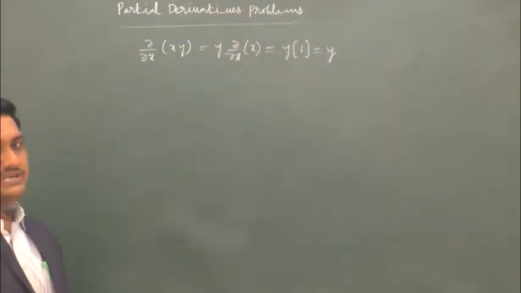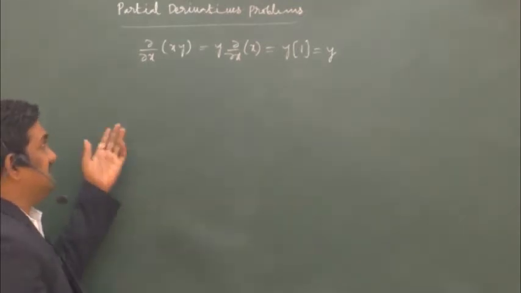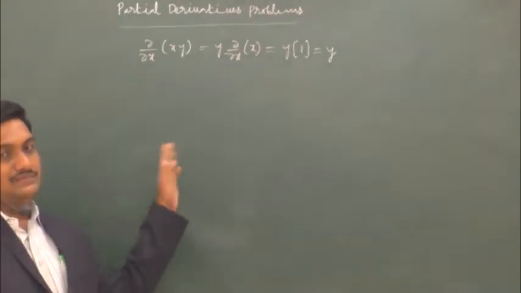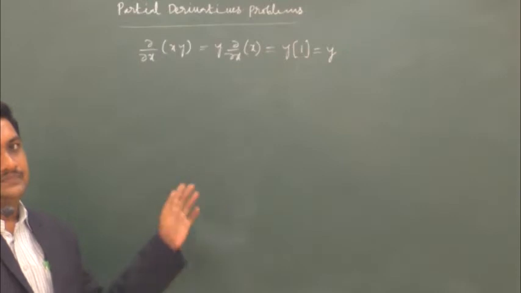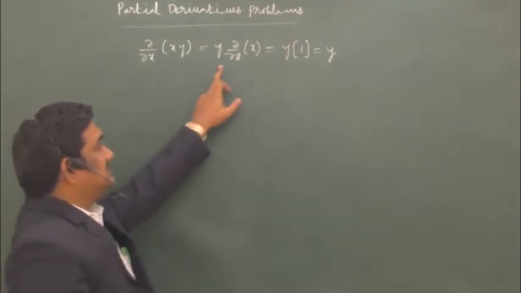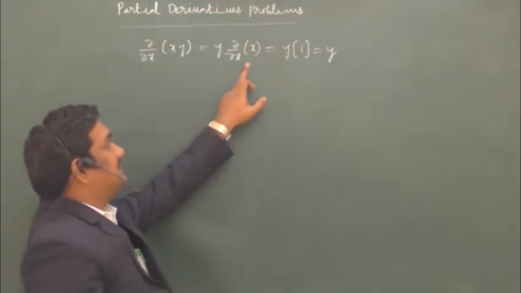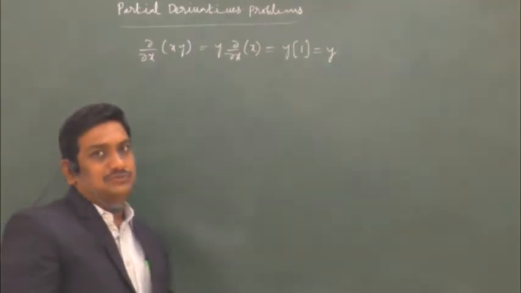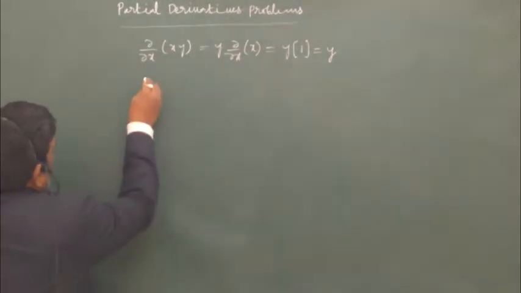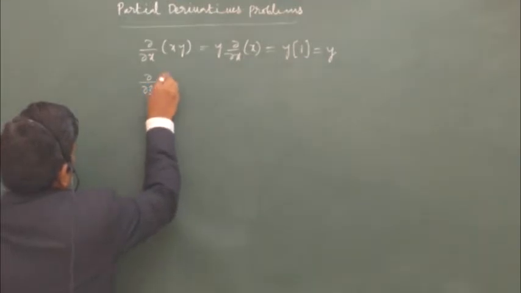So in case of partial derivatives, if you are differentiating with respect to x, the remaining variables will be constant. It will be y is constant, y into ∂/∂x of x, and it is equal to y. Suppose you need ∂/∂z of xyz.